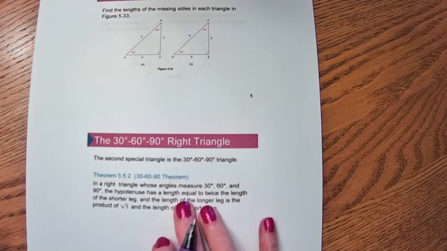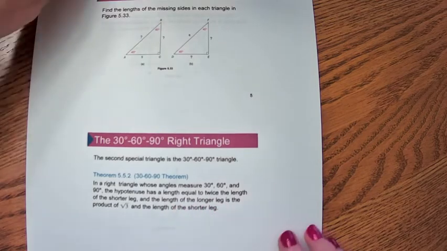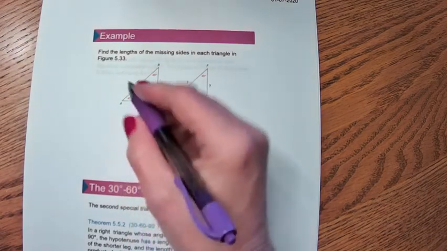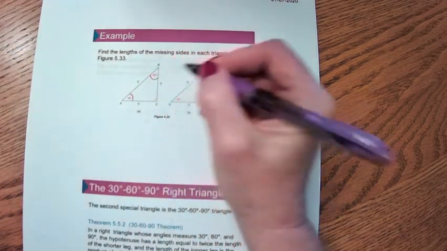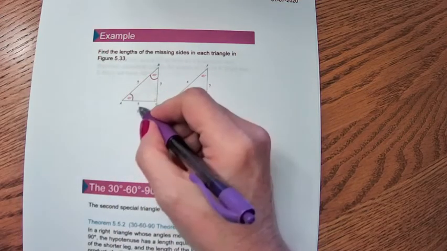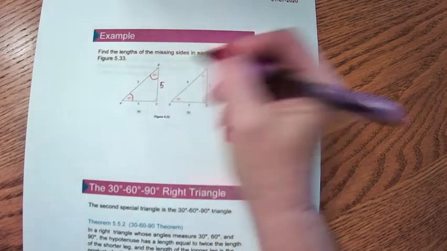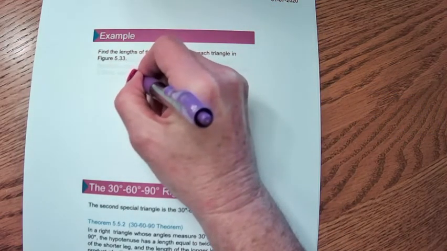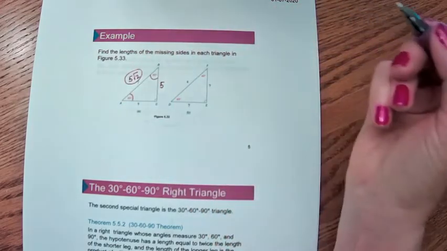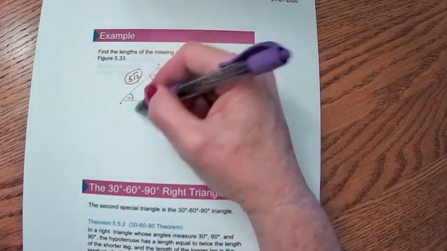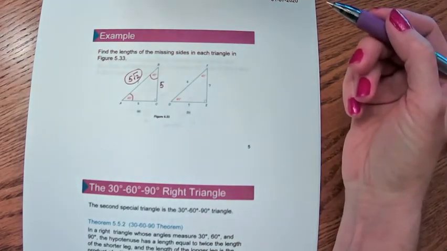All right, so let's look at these two 45, 45, 90 triangles. I have that this is 45 and this is 45, so I'm going to give them both single arcs. So if this leg is 5, that means this leg is 5, which means this hypotenuse is 5 square root of 2. That's what you have to memorize. The hypotenuse is the square root of 2 times the leg length.